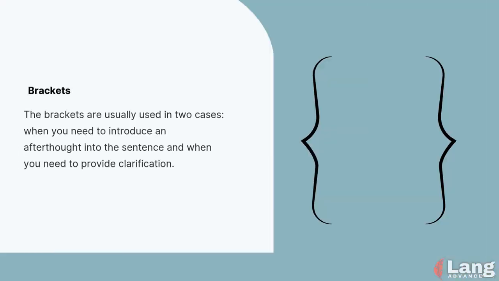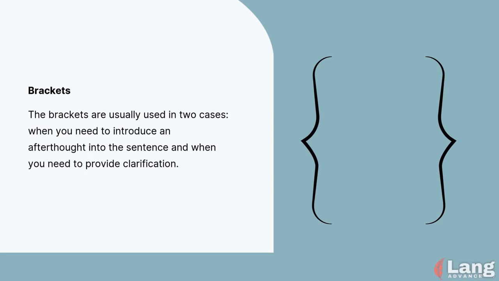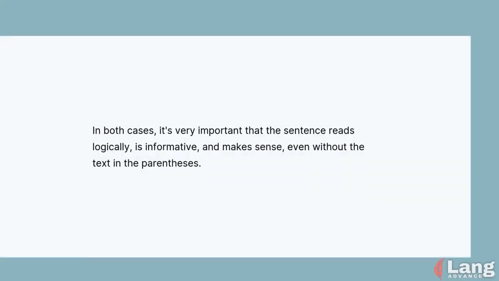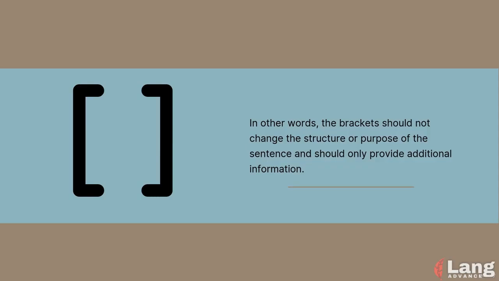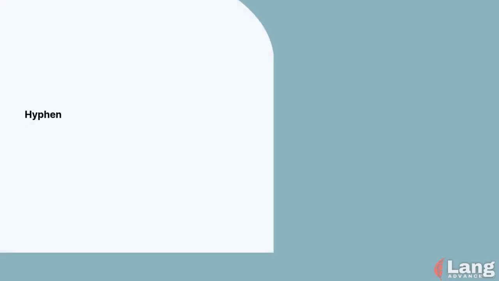Brackets. The brackets are usually used in two cases: when you need to introduce an afterthought into the sentence and when you need to provide clarification. In both cases, it's very important that the sentence reads logically, is informative, and makes sense even without the text in the parentheses. In other words, the brackets should not change the structure or purpose of the sentence and should only provide additional information.